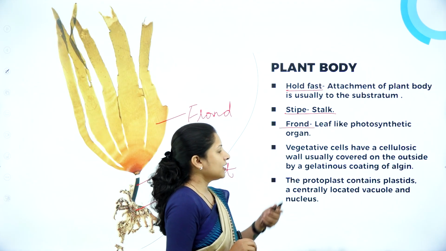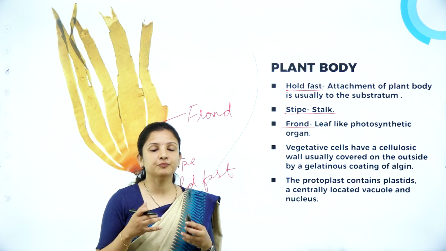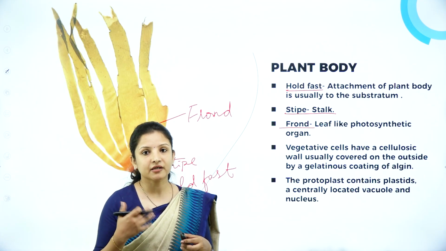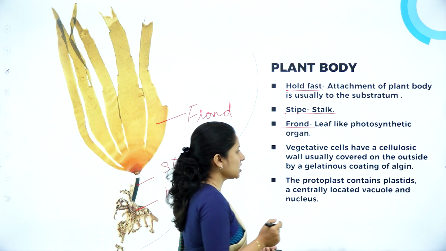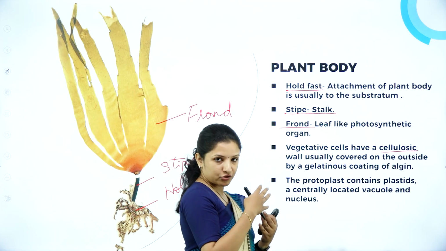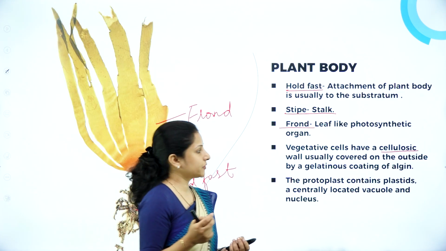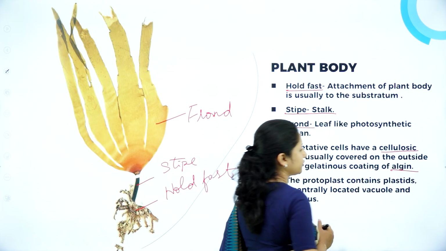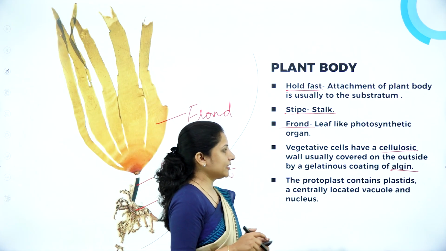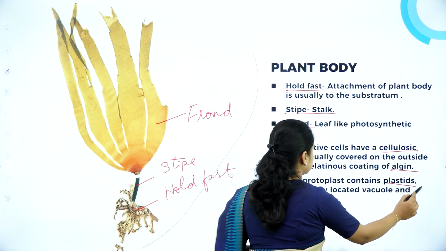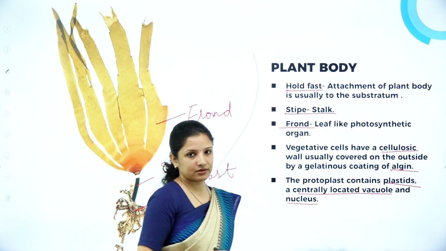So that is why. And apart from that, they have some vegetative cells. Vegetative cells are those cells or those parts of the algae which do not take part in the reproduction process. Those vegetative cells have a wall or a covering which is made up of cellulose. After the cellulose, there is one more layer present which is covered by algin. So they have two layers, inner layer of cellulose and outer layer of algin. And the protoplast contains plastids. They have a centrally located vacuole and a nucleus which is pushed towards the periphery.